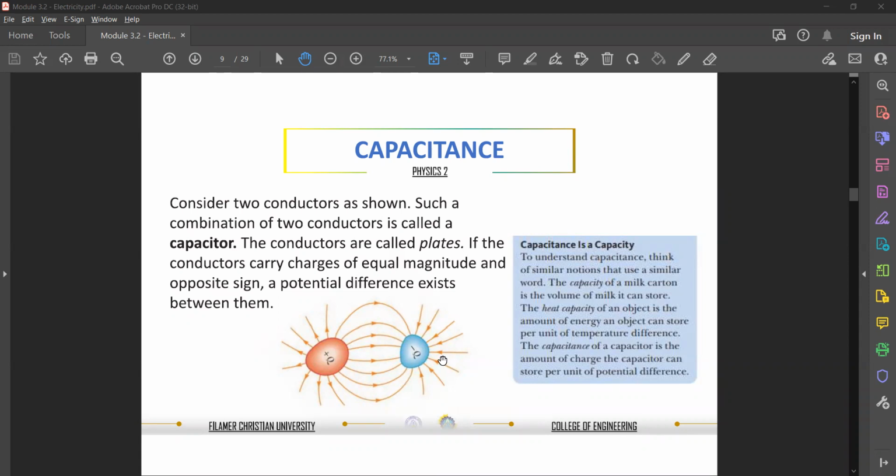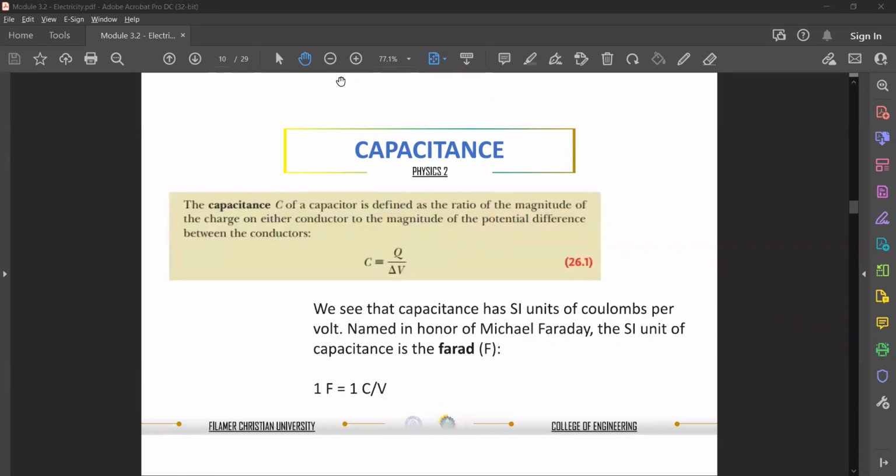So ilang charge ba yung store niya per unit ng potential difference? The capacitance C of a capacitor is defined as the ratio of the magnitude of the charge on either conductor to the magnitude of the potential difference between the conductors. So that is C is equal to the charge divided by the change in voltage, your potential difference. So we see that the capacitance has SI units of coulombs per volt.